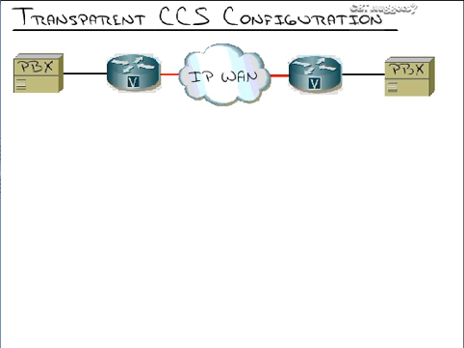Here's the concept. Transparent CCS is kind of like ISDN in the sense that it does use common channel signaling, but that's where it stops.